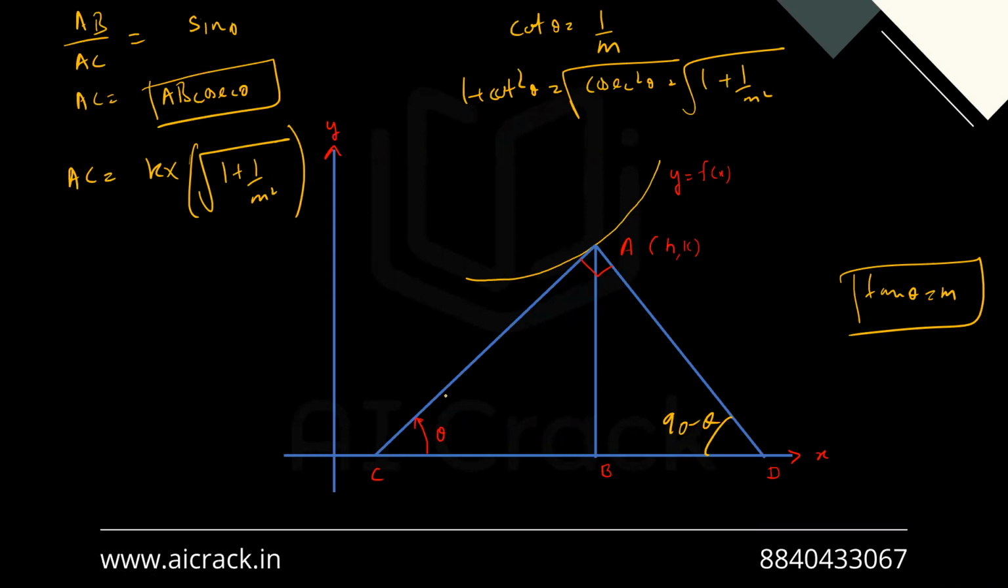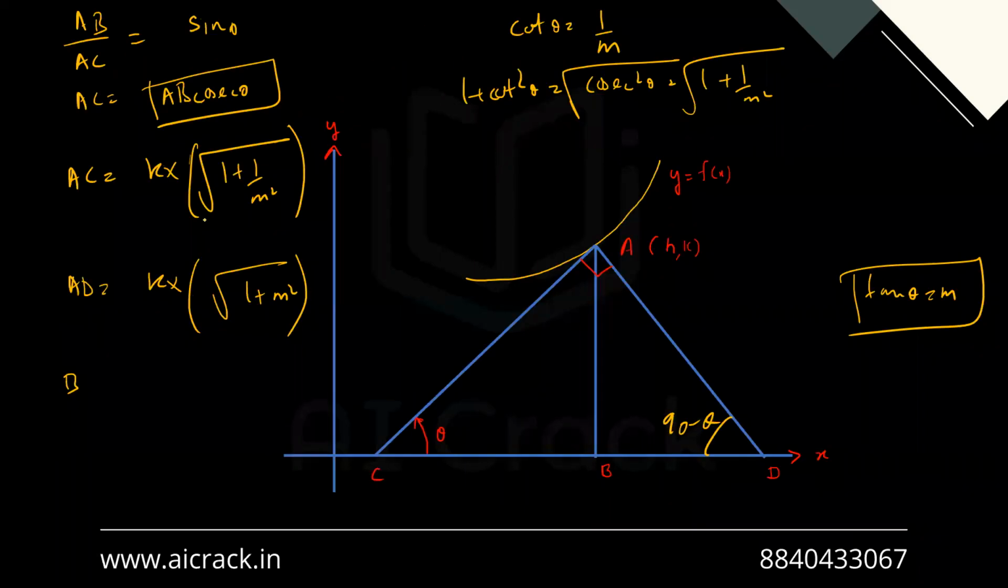Similarly, you can find the value of AD. For AD, you can just take the reciprocal case. We have 90 minus theta over here. So AD would be k times under root 1 plus m square, because we'll be getting sec theta over here. Sec theta is nothing but under root 1 plus tan square theta, so we'll get 1 plus m square. Similarly, you can find the lengths of BC and BD in terms of tan theta and cot theta, and you will find the values. I'll just write them down on the next page.